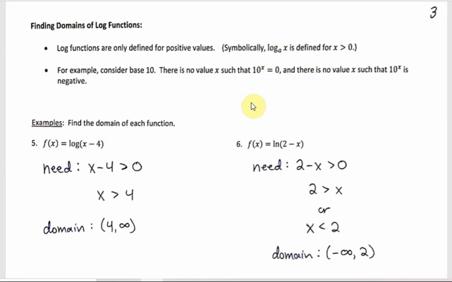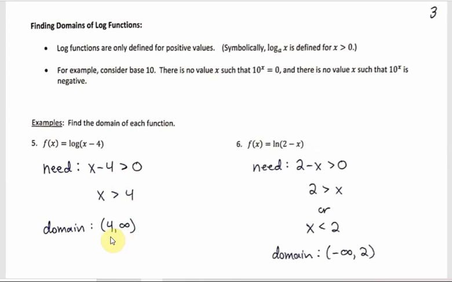There's nothing that you could sub in for x that will give you a negative either. So the consequence is that any log function, it doesn't matter what base it is, base 10, base e, base 2, base 12, whatever, is undefined for negatives and undefined for 0. So if you have any log function and you're trying to find its domain, you need the thing that you're taking the log of to be positive. So here, x minus 4 has got to be positive. So you need x minus 4 to be greater than 0, but in order to get that, you need x to be greater than 4.